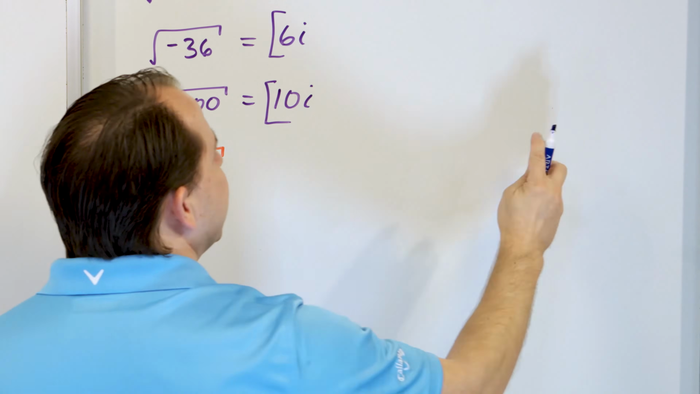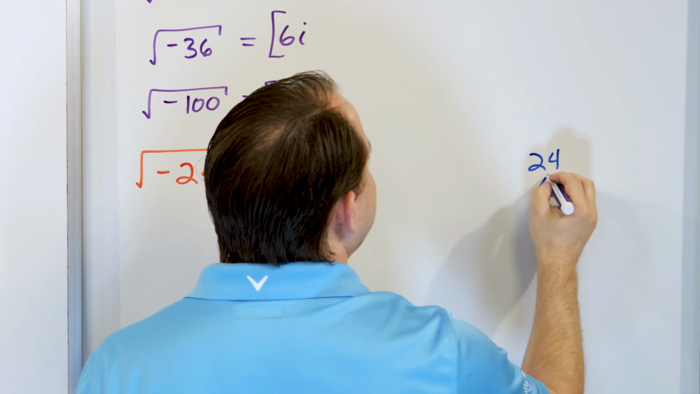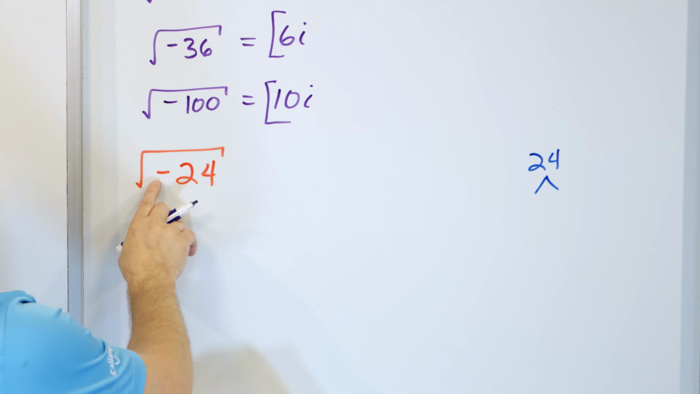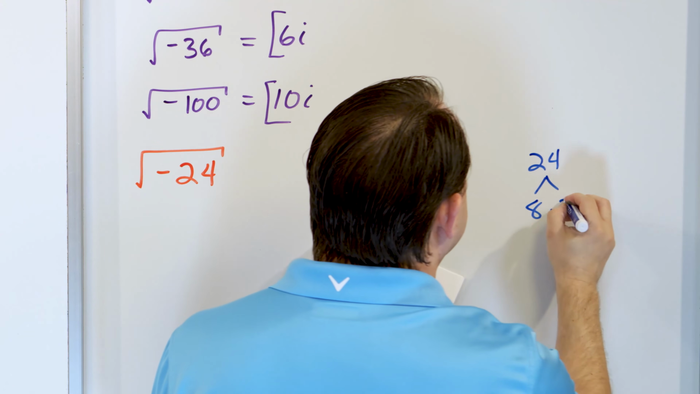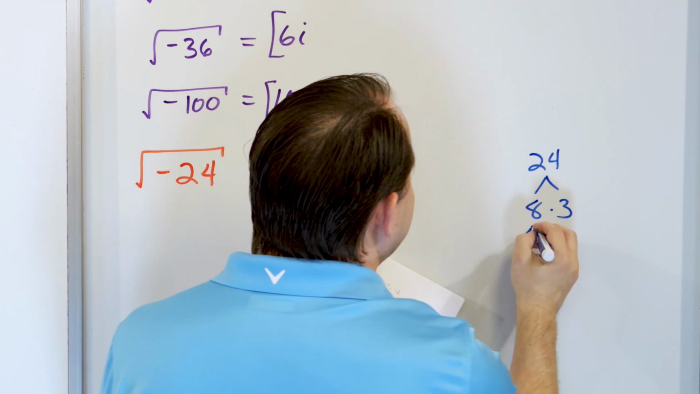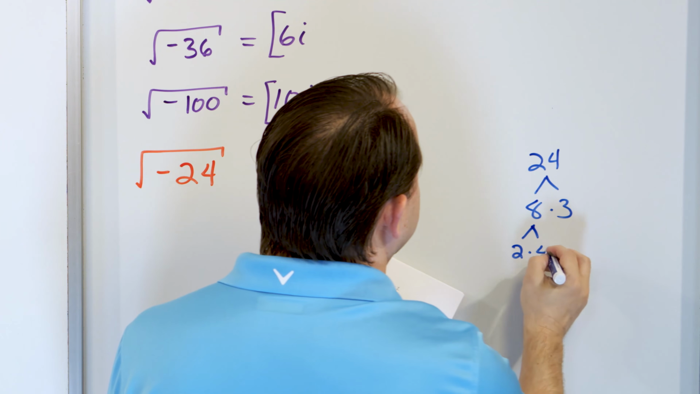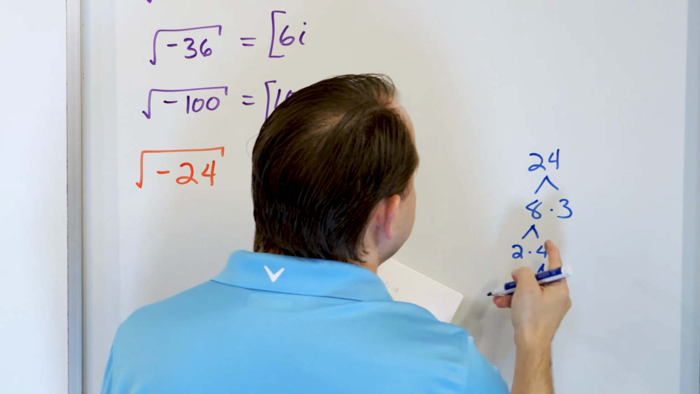You're going to come over to the side of your paper, write that 24 down, and build a factor tree like always. You're going to ignore the negative. For 24, you know that 8 times 3 is 24, but you know that 8 is 2 times 4, and that 4 is 2 times 2. So you've got your tree built.